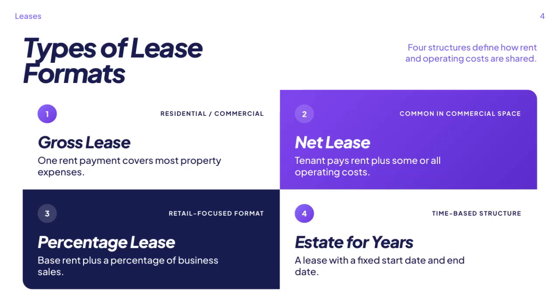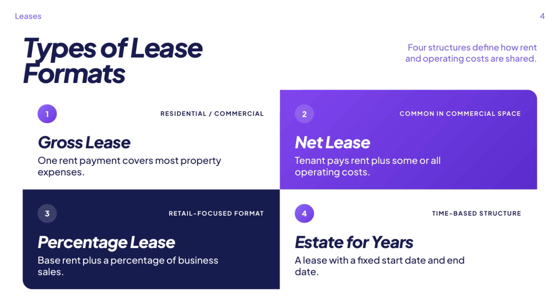Here we have the four main types of lease formats that define how rent and operating costs are shared between landlords and tenants. First, the gross lease. This is where you pay one rent amount that covers most property expenses, making it straightforward and popular in both residential and commercial settings. Next is the net lease, common in commercial spaces, where the tenant pays rent plus some or all of the operating costs, like maintenance or taxes.